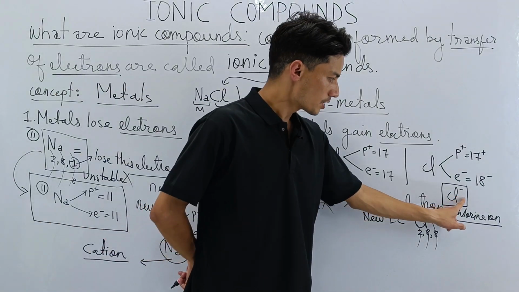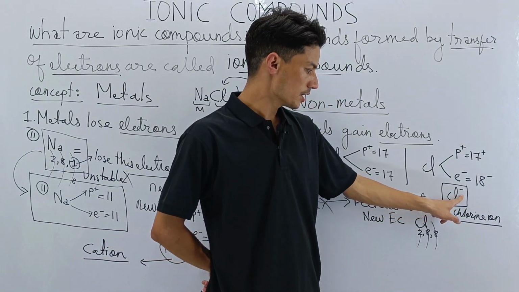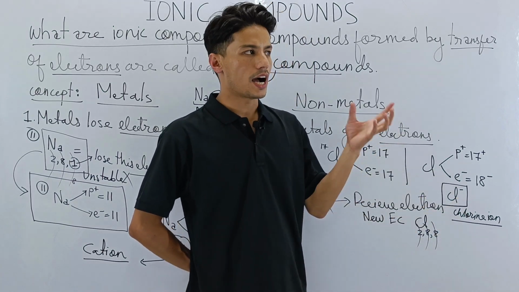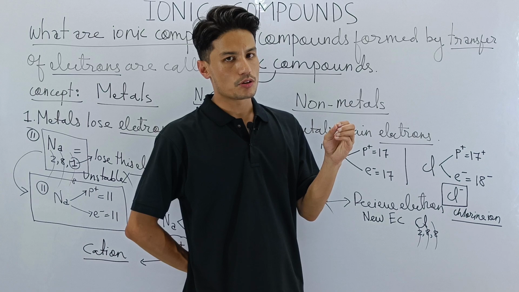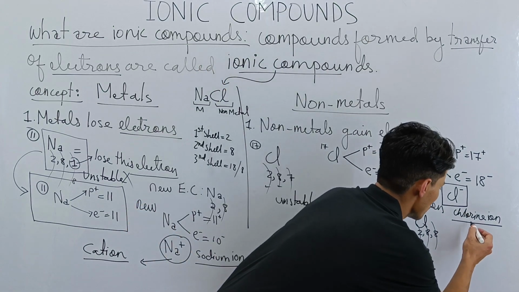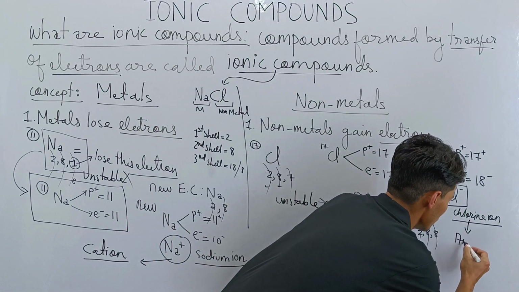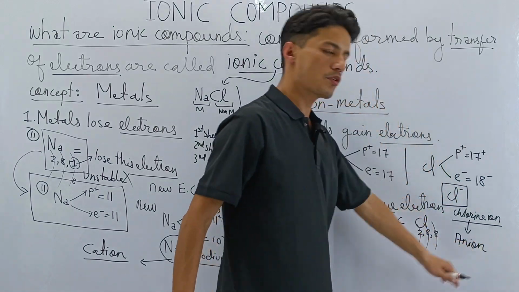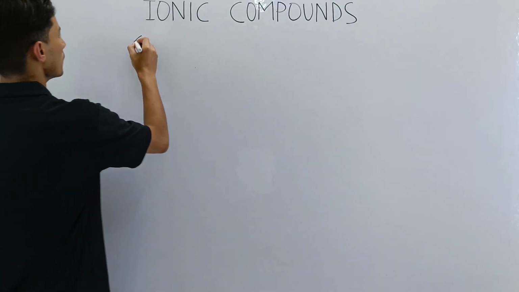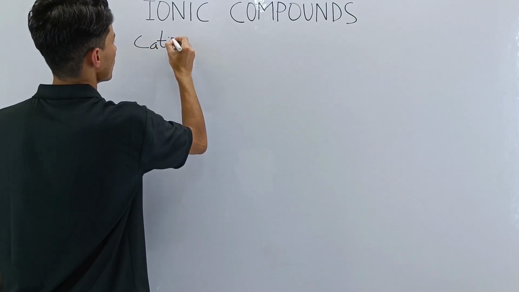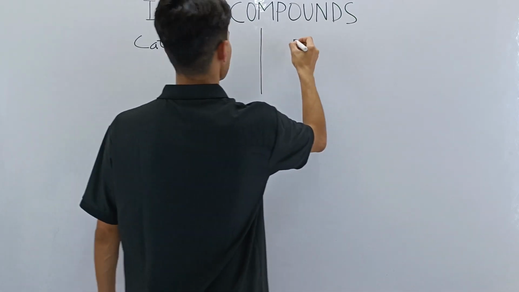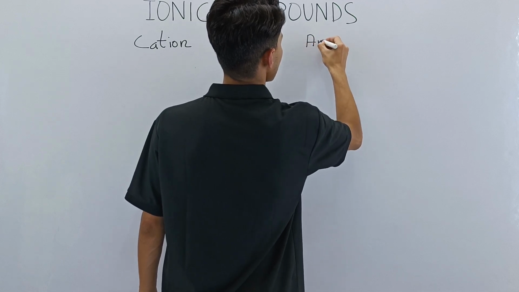And what do we call this? This chlorine ion carries negative charge. So what is the name for ions which carry negative charge? The name is called anion. So this is called anion. Now let me speak more about anion and cation.